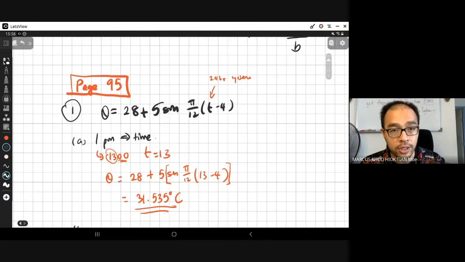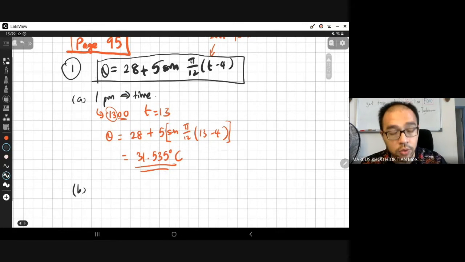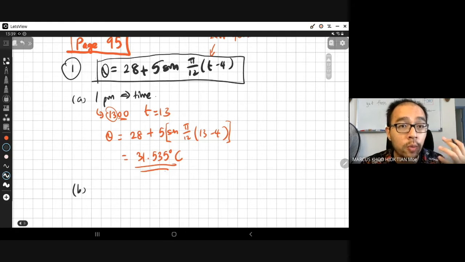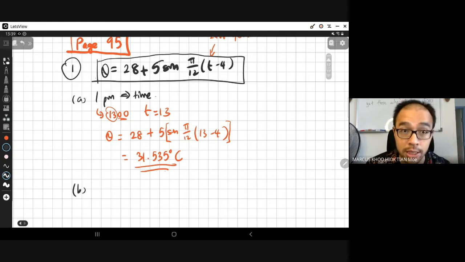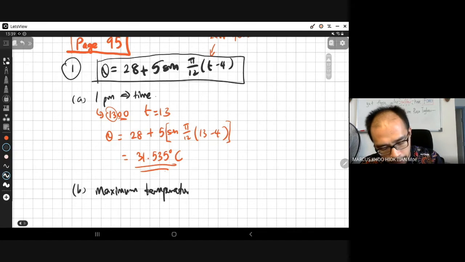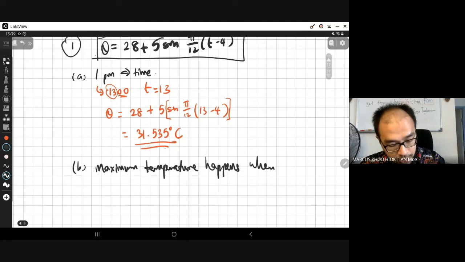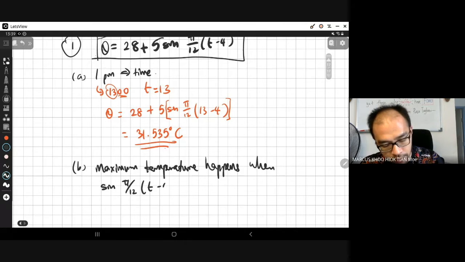Now, if you take a look at our function over here, this is the function that is given, and you want to know what is the maximum temperature. So the maximum temperature happens when this function, the sine function, sine of pi over 12 times t minus 4, is equal to 1.